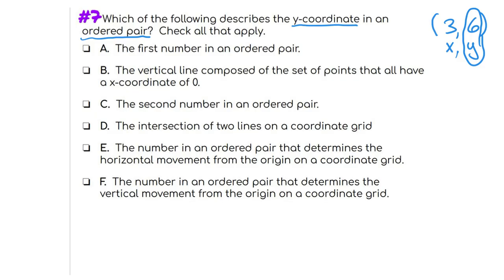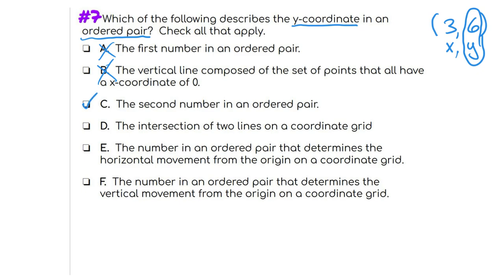So answer choice A, the first number in the ordered pair. No, that is not the first number in the ordered pair. B, the vertical line. I'm going to stop right there. This is not a line, so B's out. C, the second number in an ordered pair. Yes, there's one of the correct ones.